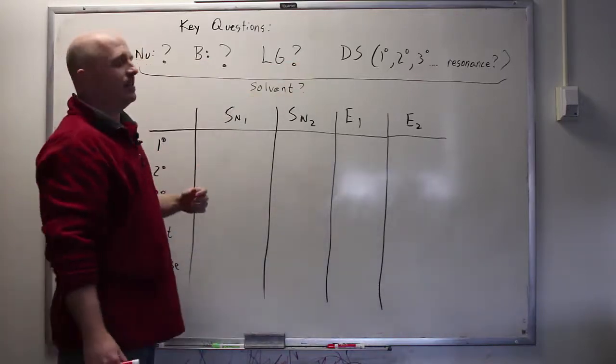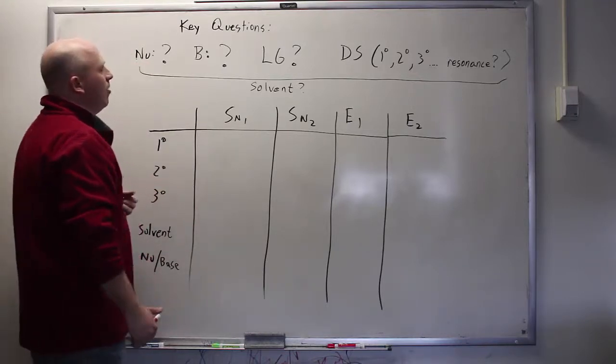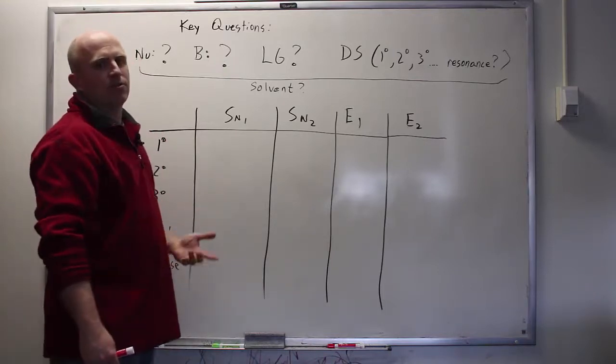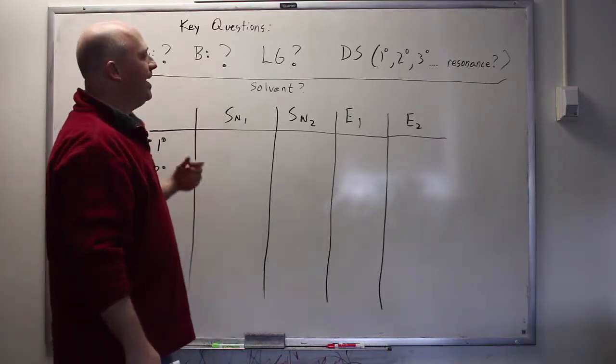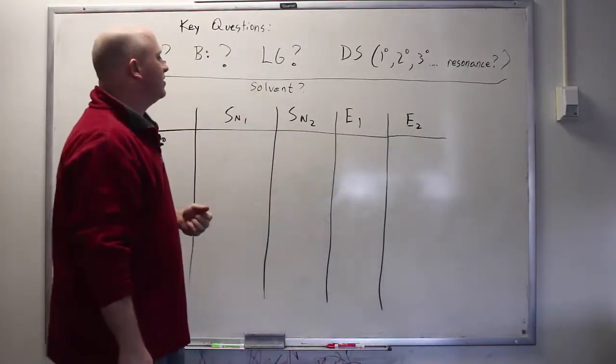around these key questions. And in shorthand form, the questions include, do you have a nucleophile at all? Because if you have no nucleophile, then you're probably not doing substitution or elimination chemistry. If you have a base, then that tends to bias you toward elimination chemistry, and specifically E2 type eliminations.